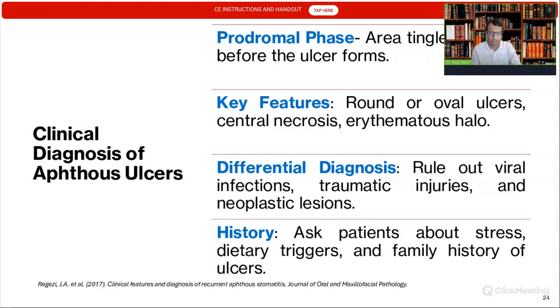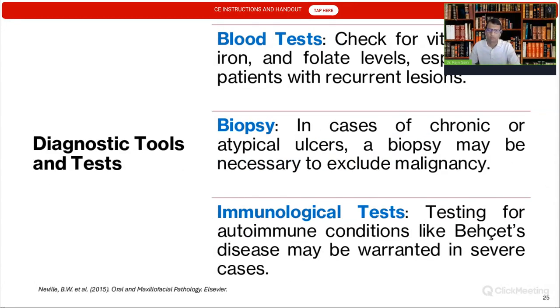However, we can rule out other conditions such as malignancies by doing biopsies. History plays a very major role. Thorough history taking is key. We have certain diagnostic tools as well, which we can use, such as checking the nutritional status, whether there is vitamin B12 and iron deficiency or not. As I mentioned, we can take a biopsy. Certain immunological tests can also rule out autoimmune conditions such as Behçet disease in severe cases. So we have a lot of strong ways if we are confused clinically in diagnosing aphthous ulcers.